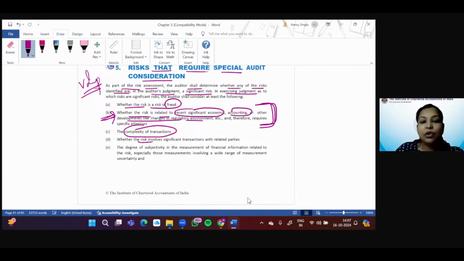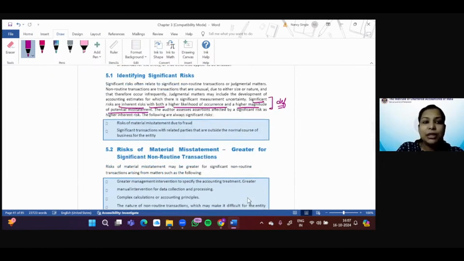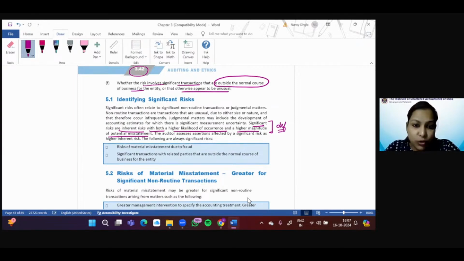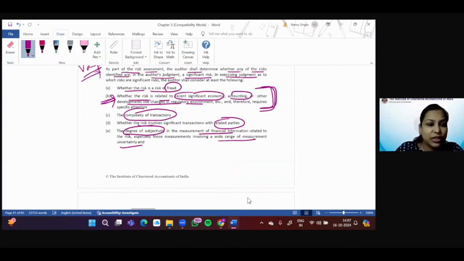The risk that involves related parties. The degree of subjectivity in the measurement of financial information, your accounting estimates, where there is measurement uncertainty. And last but not the least, significant transactions that are outside the normal course of business, or otherwise appear to be unusual. Now, why does this transaction become significant, and why does this point become significant? These are the next two topics.